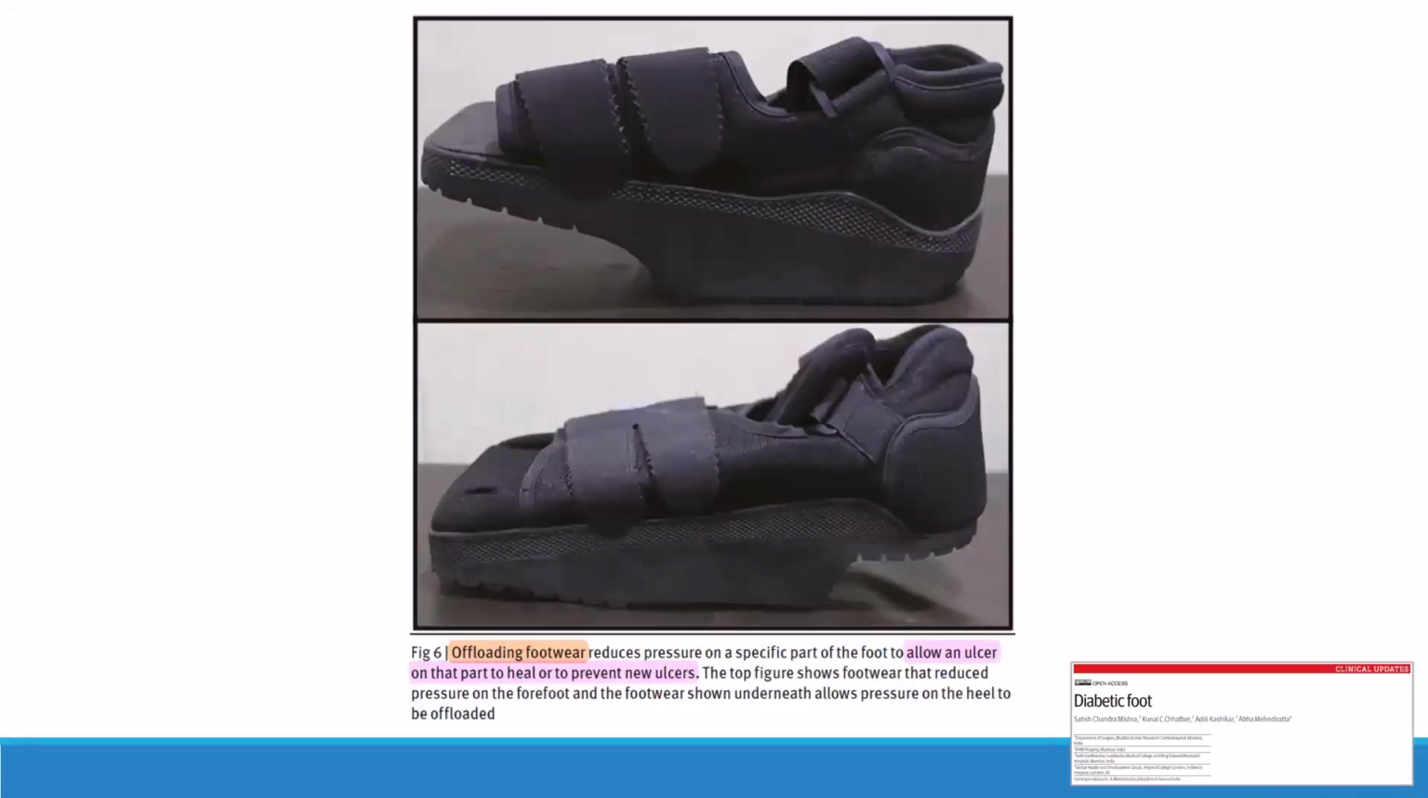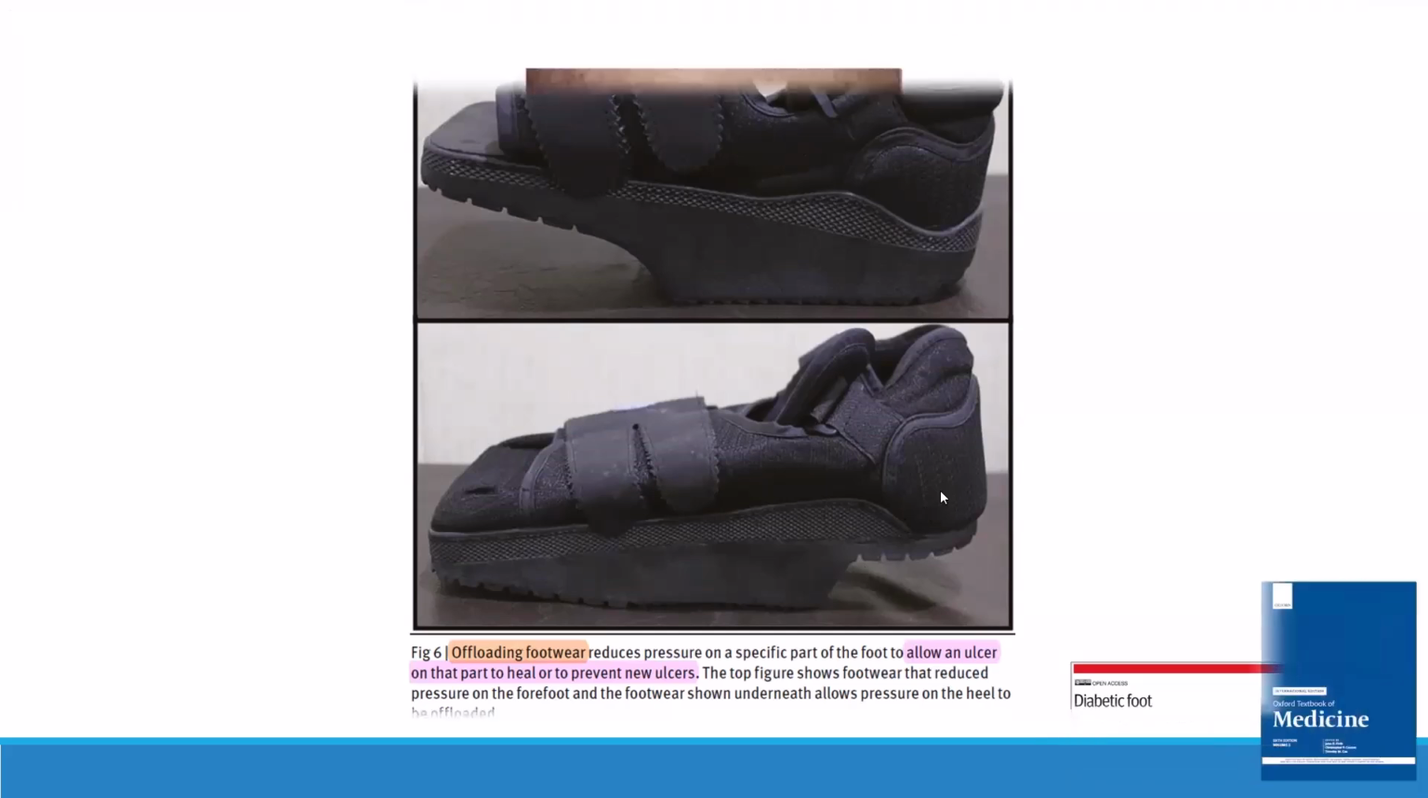And actually, this is the offloading footwear used for the management. If we have an ulcer in this position, we should do offloading. So by using footwear like this, and if the ulcer is present in the heel, we can use a footwear like this.